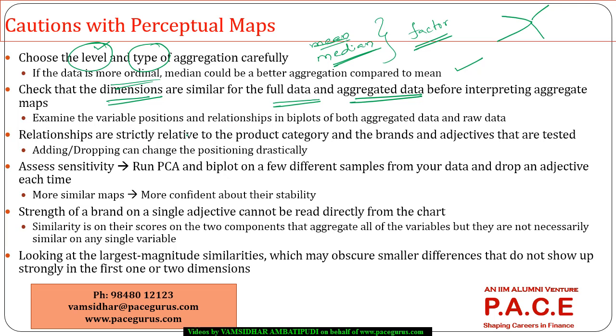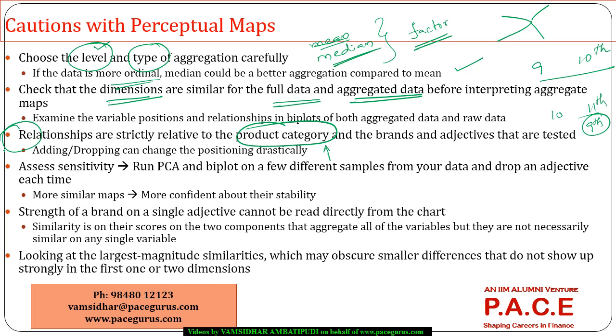The relationships are strictly relative to the product category. So even if I add one more additional product category instead of 9 variables, now if I add the 10th variable, or instead of 10 brands, now if I add the 11th brand or remove one brand making it only 9 brands, there is a possibility that the whole positioning can change drastically and I have to rework. That's the one most important thing I want everyone to be aware of.